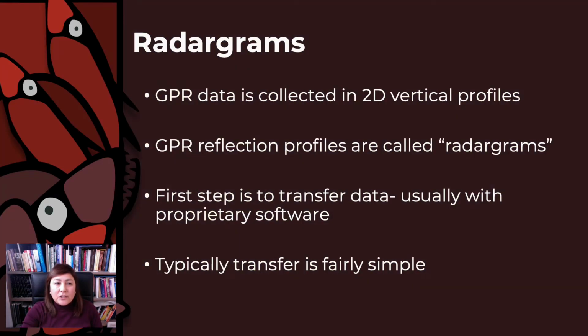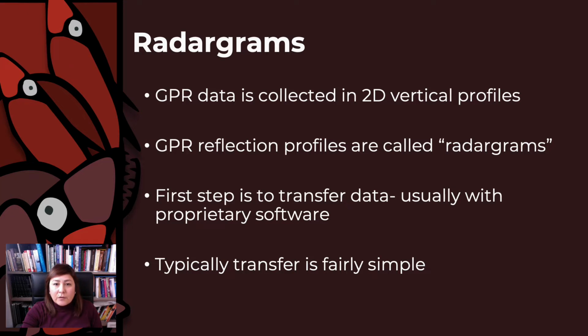In a survey, GPR data is collected in 2D vertical reflection profiles known as radargrams. Once the data has been collected, the first step is to transfer the data to a computer on which the processing and visualization software has been installed. There are various pieces of software that will do this job, and each performs similarly in a general sense. Typically, the proprietary software of the machine's manufacturer is used.